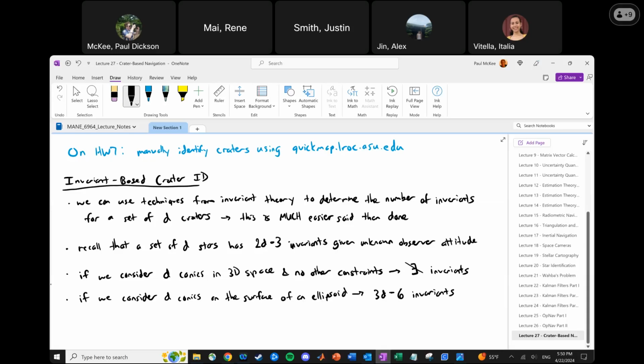Okay. Now, if we go even further, let's say it's a low altitude image, we're going to approximate the surface of the moon as flat for the purpose of that image. So don't tell your flat earth friends about this, but sometimes you can approximate the surface of a celestial body as flat for a narrow enough field of view camera or a low enough altitude image. So if we treat the moon as being flat, or if we consider D conics on a plane, there are 5D minus 8 invariants.